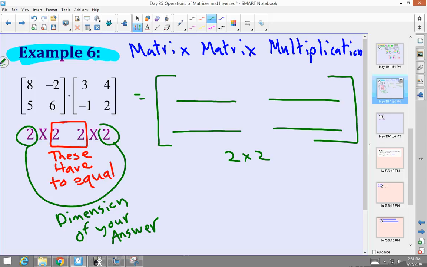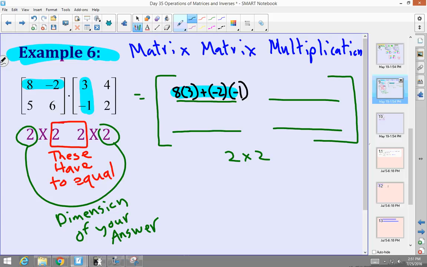Okay, so to get that first element, it's going to be all about highlighting for me here. If I want, okay, we'll go blue. If I want that element, it's going to be row 1, column 1. So the way I do that now is I'm going to do the math. I'm going to have 8 times 3 plus negative 2 times negative 1.